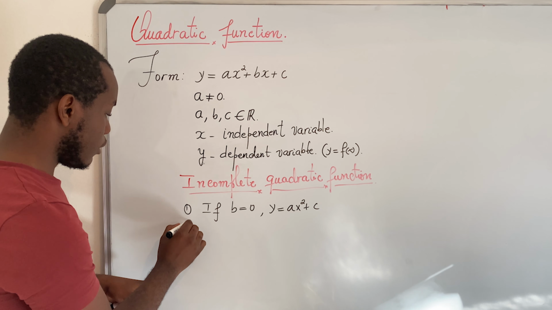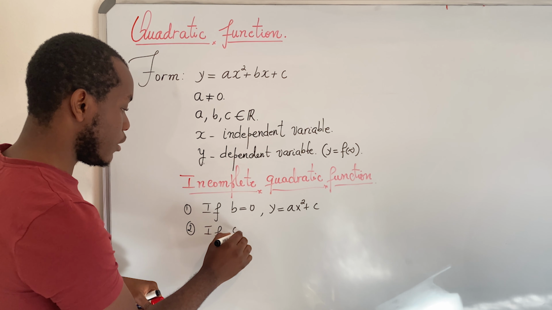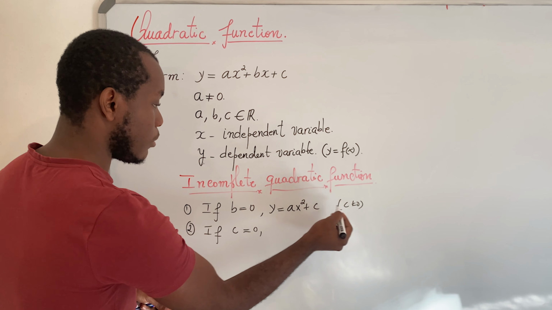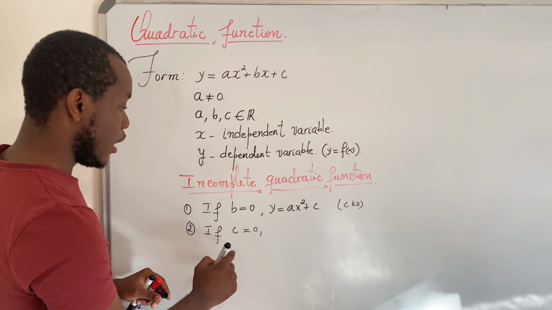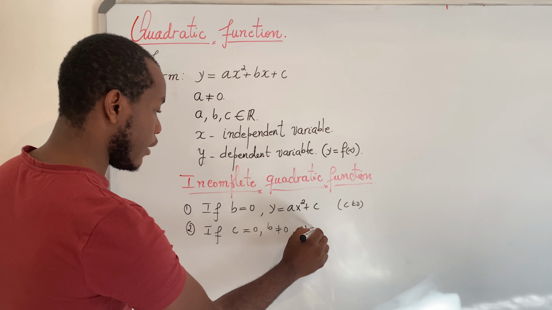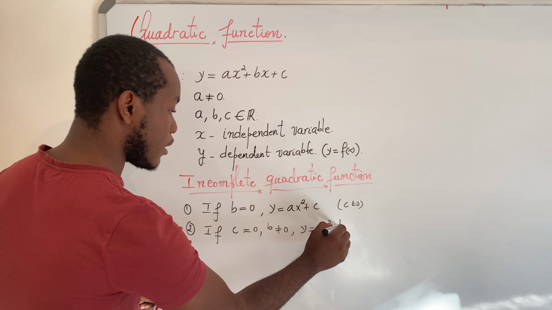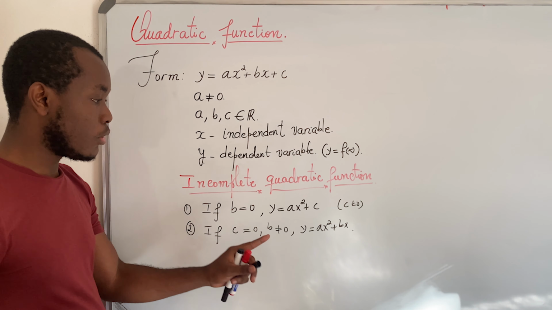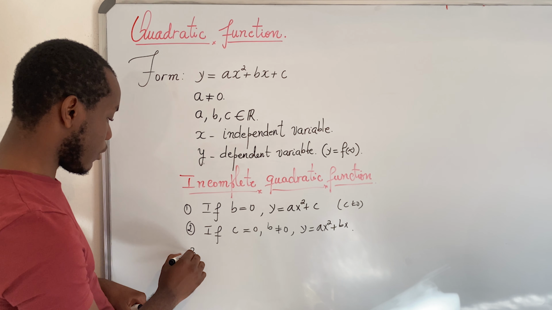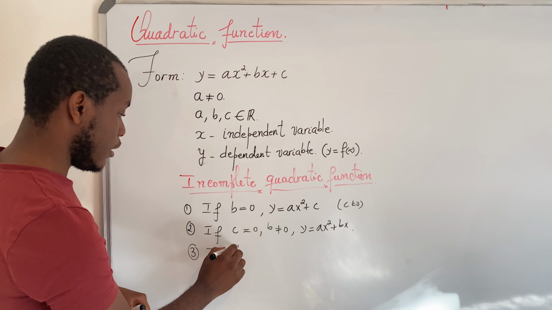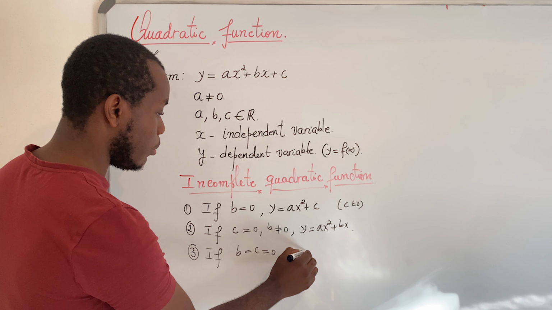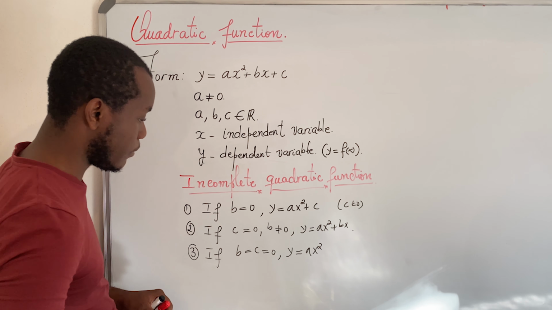So we can say 2. If c is 0, here of course c is not 0. That's why I wrote c there, just to say that c is not 0. But if c is 0 and b is different than 0, then that means we will have ax squared plus bx. This is also an incomplete quadratic function. Now, the third one, let's say b and c are both 0. If b and c are both 0, y will be only ax squared.